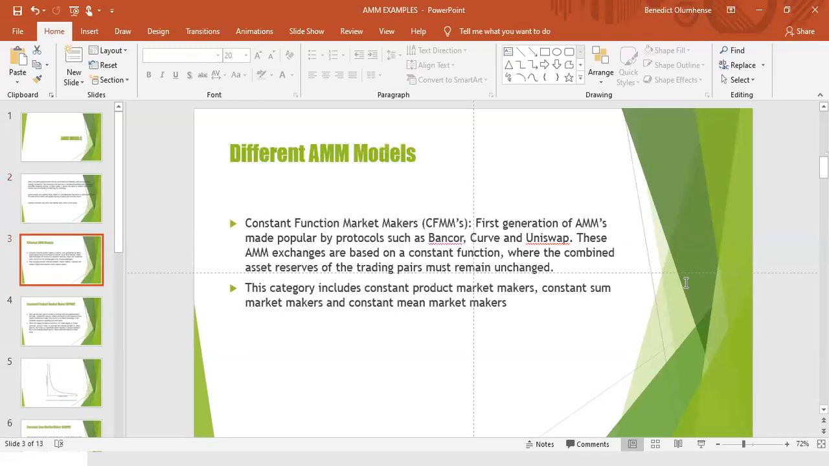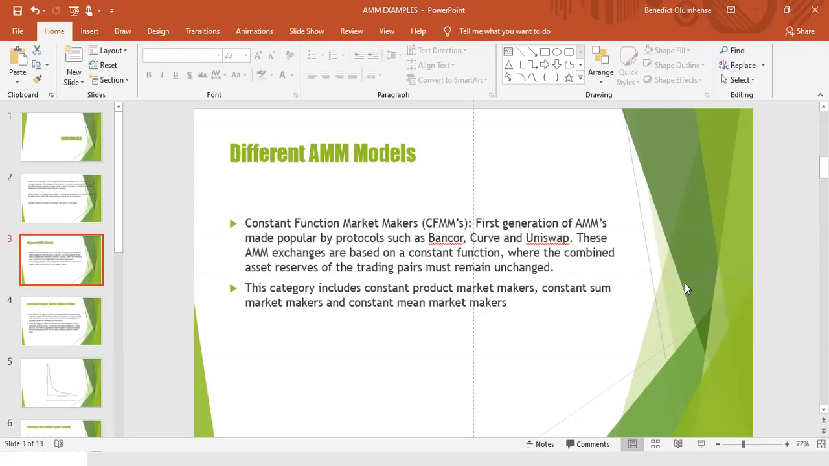So today we're talking about the different AMM models. Currently, as the market exists, we have what they call constant function market makers, right? These are usually the first generation of AMM, which was made popular by protocols such as Uniswap and Bancor. These exchanges are based on a constant function, whereby the combined assets of the reserves based on the trading pairs must remain unchanged.